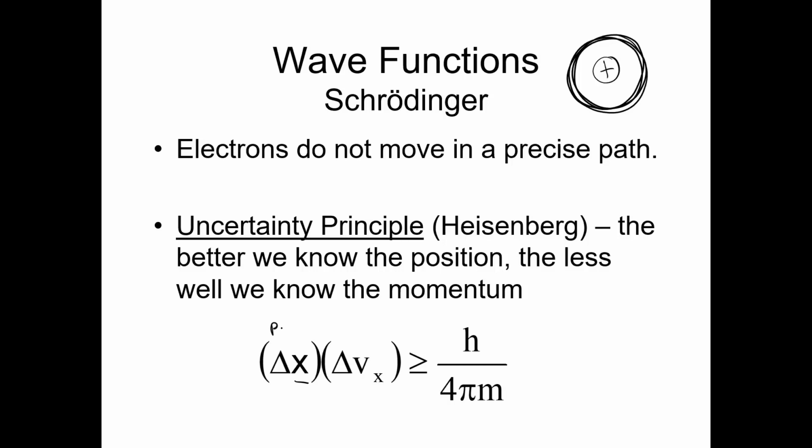So this is the change in position and the change in velocity. Let's say if I know the position, I found it, the electron is here. That's great, but then I don't know where it's going. Is it going to go here, there, or there? So it's hard to predict. Or I can determine its velocity, and then I don't know where it is. So you can only have one or the other. This here is the mass in kilograms, and that's known as Heisenberg's uncertainty principle.